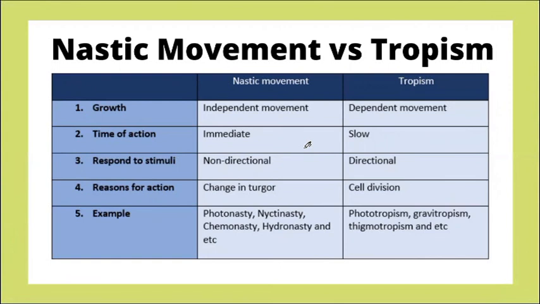We can see that examples of nastic movement are photonasty, nyctinasty, chemonasty, hydronasty, and so on, while the tropisms are phototropism, gravitropism, and thigmotropism. We can see the difference at the end of the words.